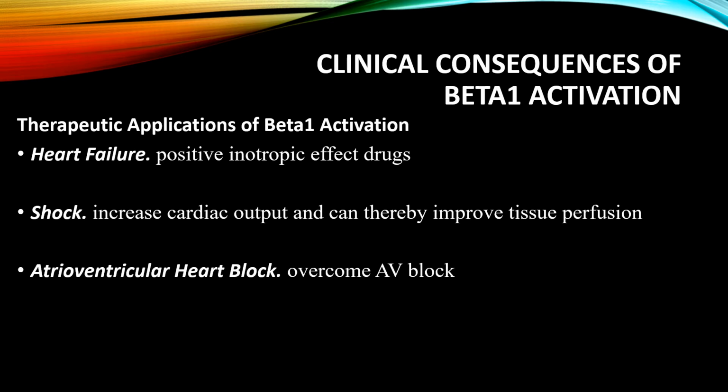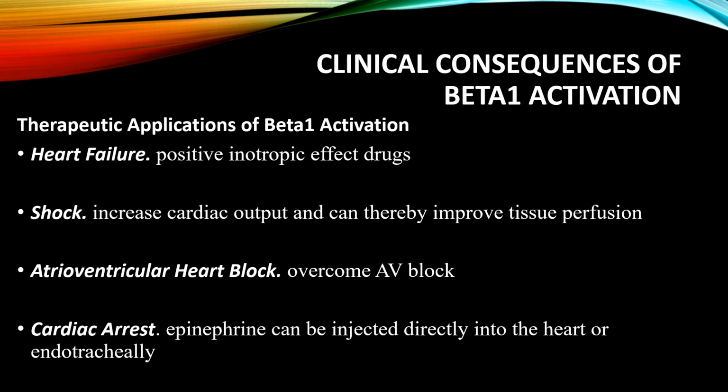Next will be the AV heart block. In AV heart block, there is impulse conduction blockage. So if we activate beta-1 receptors, we can overcome the AV block. Next will be cardiac arrest. An example of how we can activate beta-1 is by giving epinephrine. It can be injected directly into the heart or endotracheally.